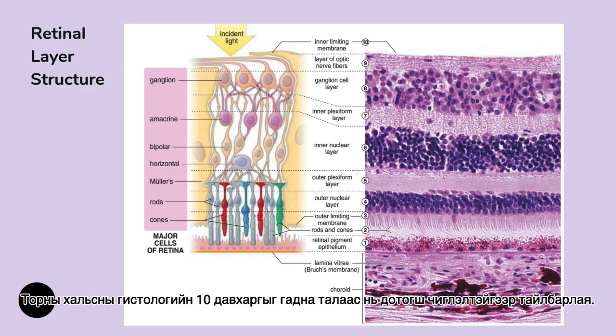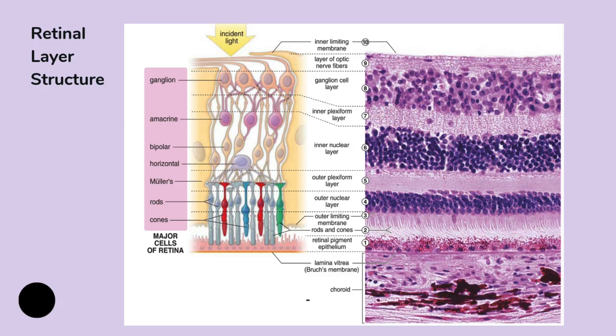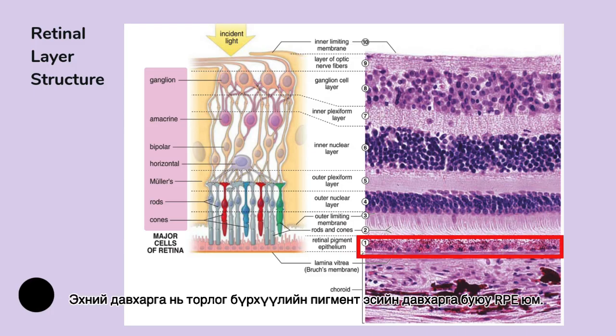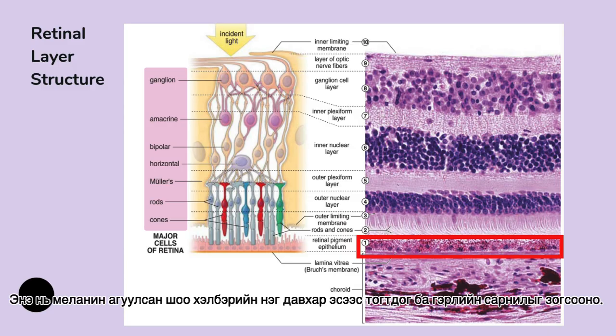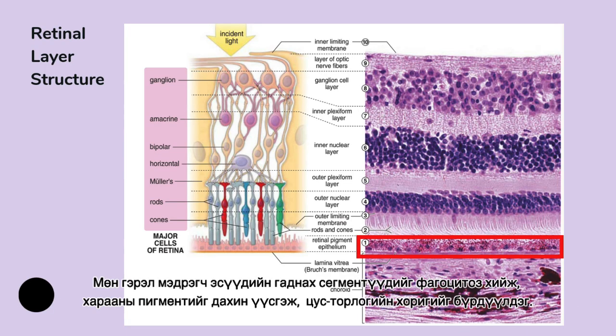Now, let me walk you through the 10 histological layers of the retina from the outermost to the innermost. The first layer is the retinal pigment epithelium, or RPE. It consists of a single layer of cuboidal cells containing melanin to prevent light scattering. It also phagocytoses the outer segments of photoreceptors, regenerates visual pigments, and forms the blood-retinal barrier.